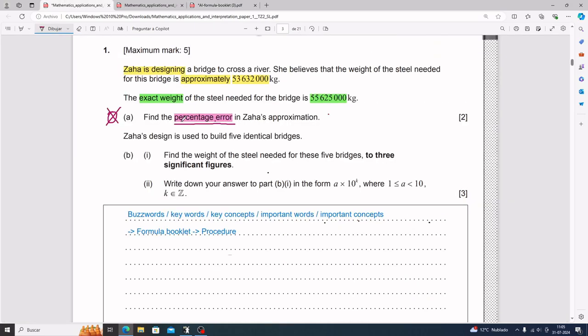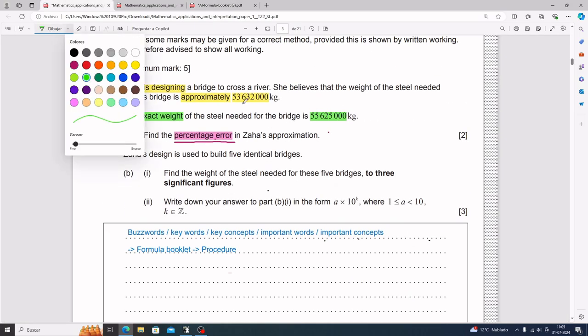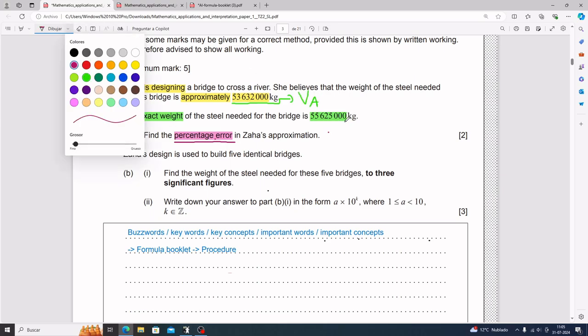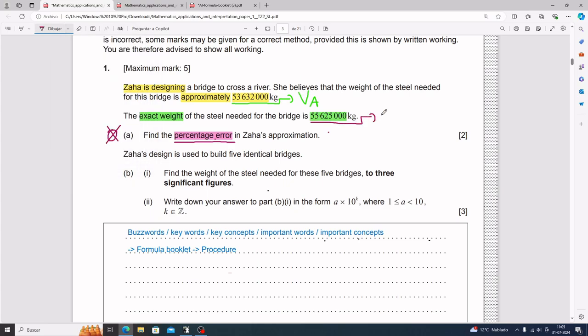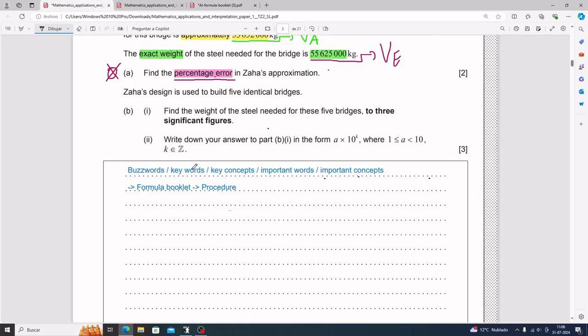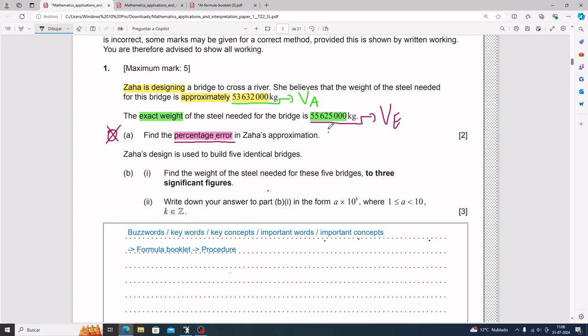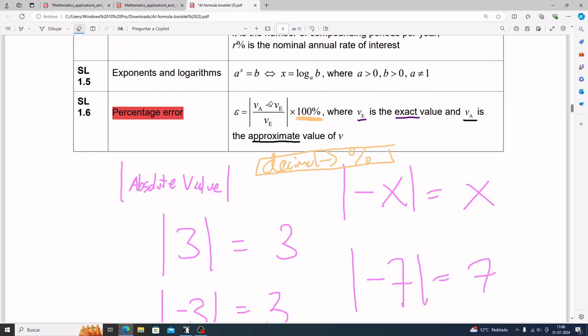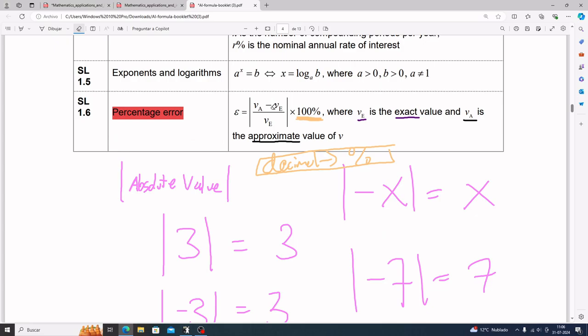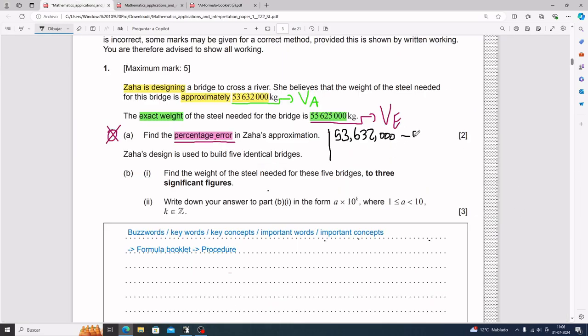On the one hand, you have the approximate value up here, so this is going to be your VA. On the other hand, you have your exact value, which is right here, so this is going to be your exact. If you follow the formula from the formula booklet, for part A, it's going to be the absolute value of first the VA, 53,632,000, minus the exact value, which is 55,625,000, divided by the exact value again.